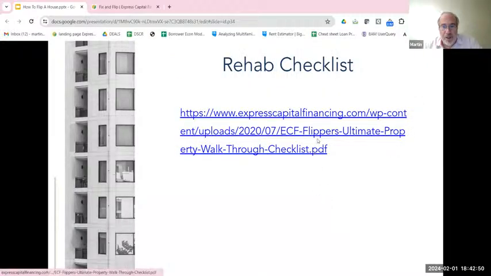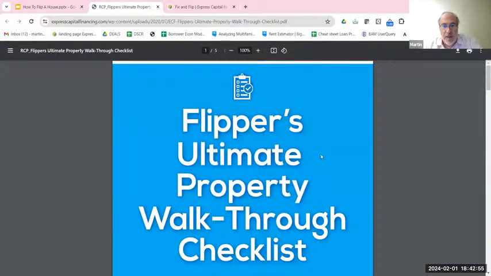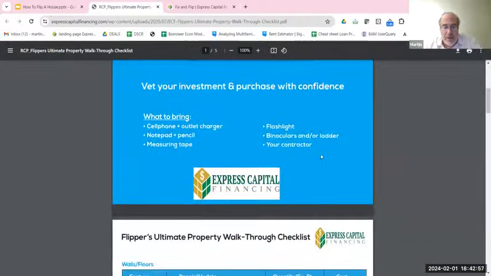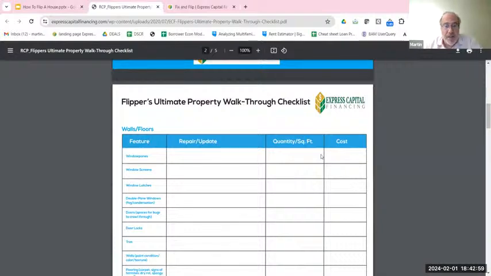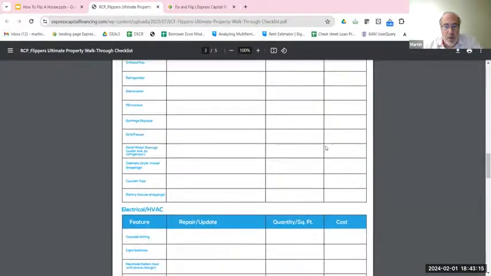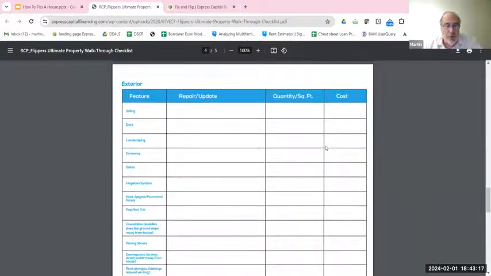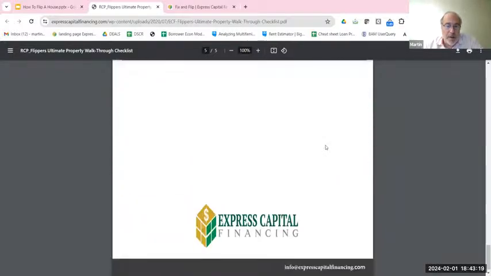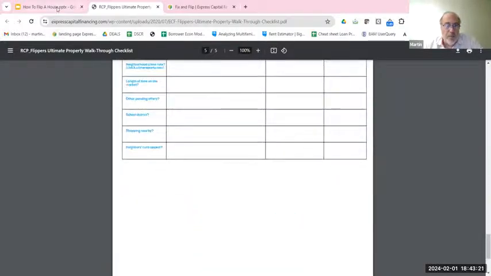We have a rehab checklist on our website. I'll go through it very quickly with everybody here. It's on our website, so you can always get it for free. I suggest that you print out maybe 30 or 40 and keep them in your car. When you're interviewing those 3 or 4 contractors per property, write down what they're saying and put the cost down, so that from contractor 1, 2, 3, and 4, you can make that decision on what you want to do.